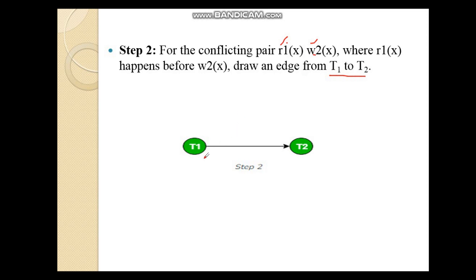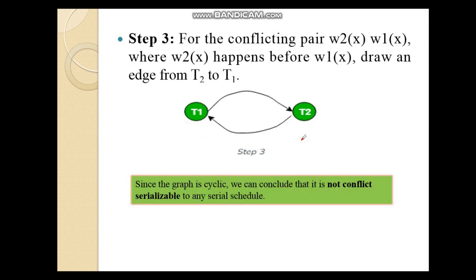That's why the edge is from T1 to T2. I hope you are getting this. T1 has performed the read first, before it executes, transaction T2 executes the write operation. That's why the edge is from T1 to T2. Let's go ahead and see.